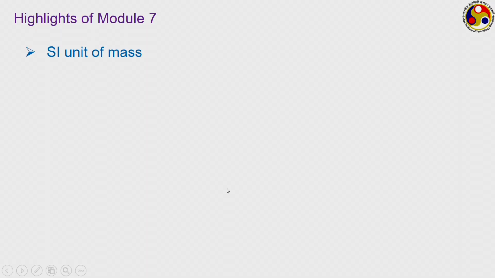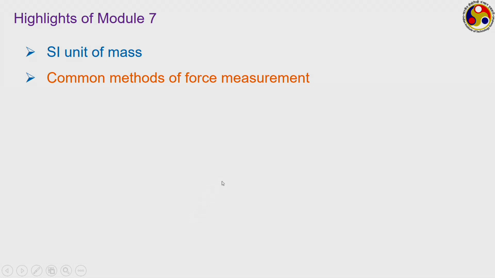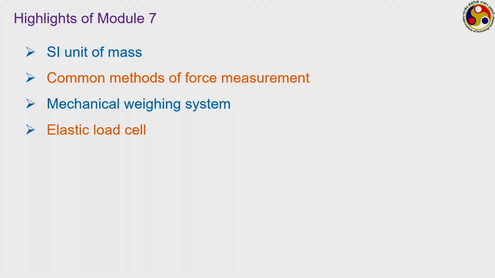So, that takes us to the end of this chapter. We have here talked about the new definition of the SI unit of mass. Then we have discussed the common methods of force measurement, talking about the mechanical weighing system, analytical lever with both equal and non-equal arms, and also the platform balance system which uses multiple levers. Then we have talked about the elastic load cell, proving ring in particular. Then the strain gauge load cell we talked about in the previous lecture.